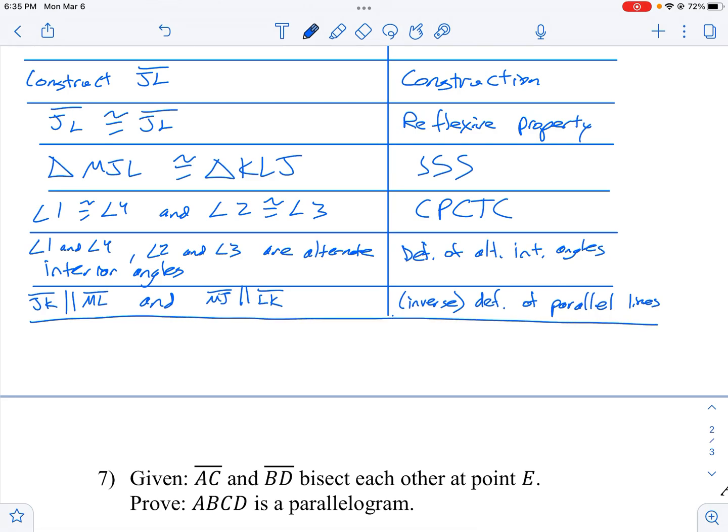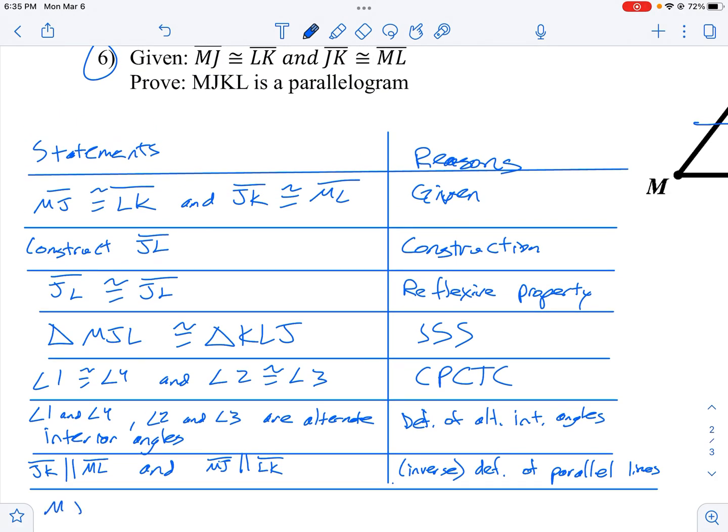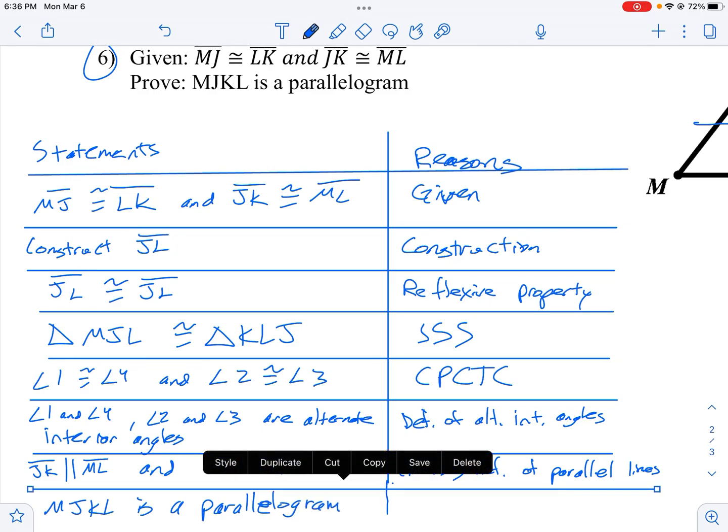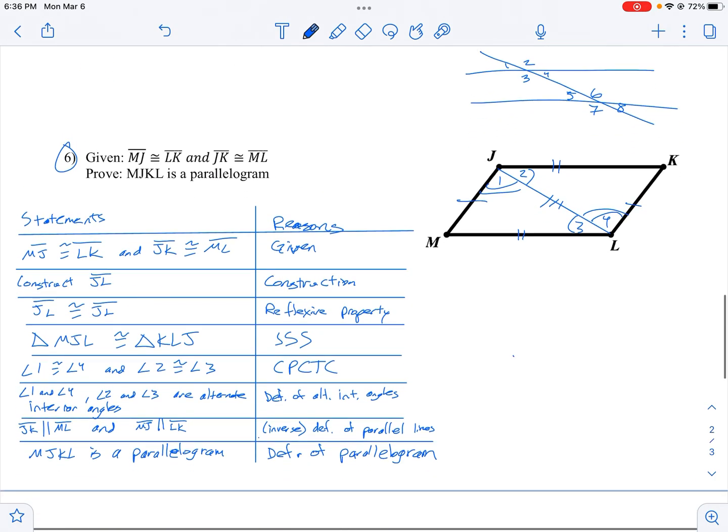And since we've now proven that these opposite sides are parallel, we can now say that JKLM is a parallelogram. And that is, it just meets the definition of parallelogram. Definition of parallelogram. Man, penmanship, guys.